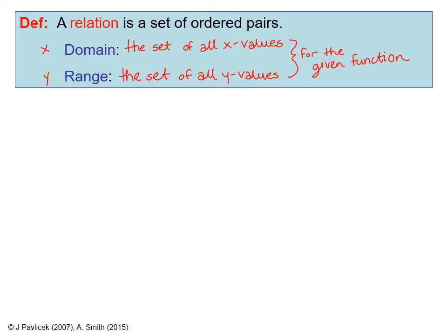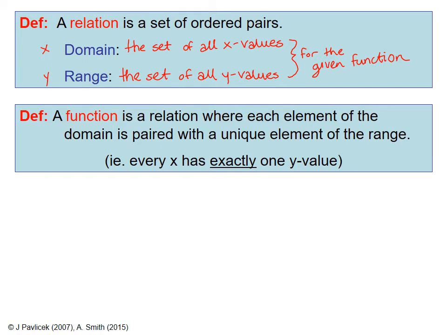We usually have our independent variable and our dependent variable, or our x and our y, our input-output, or the domain and the range. Domain just means the set of all x values, and the range means the set of all y values. And then a function is a type of relation, specifically where each element of the domain, so every single input, is paired with the unique element of the range. So every x has exactly one y value.